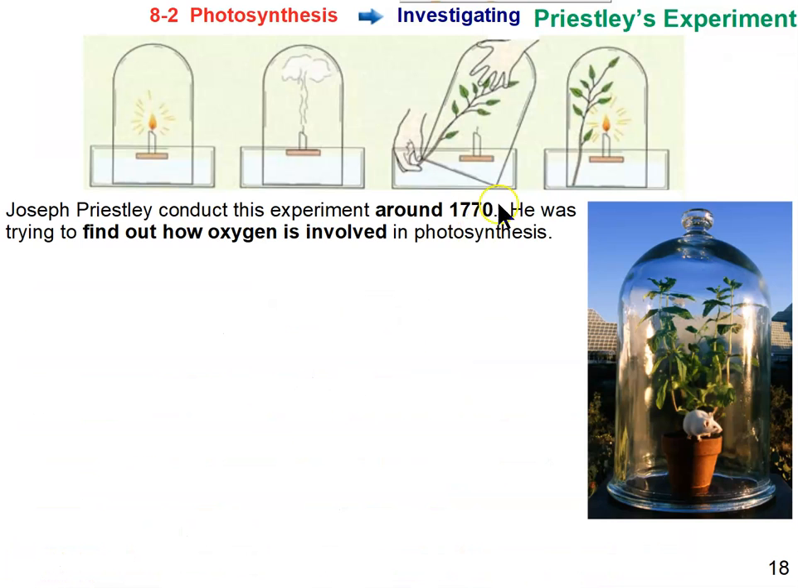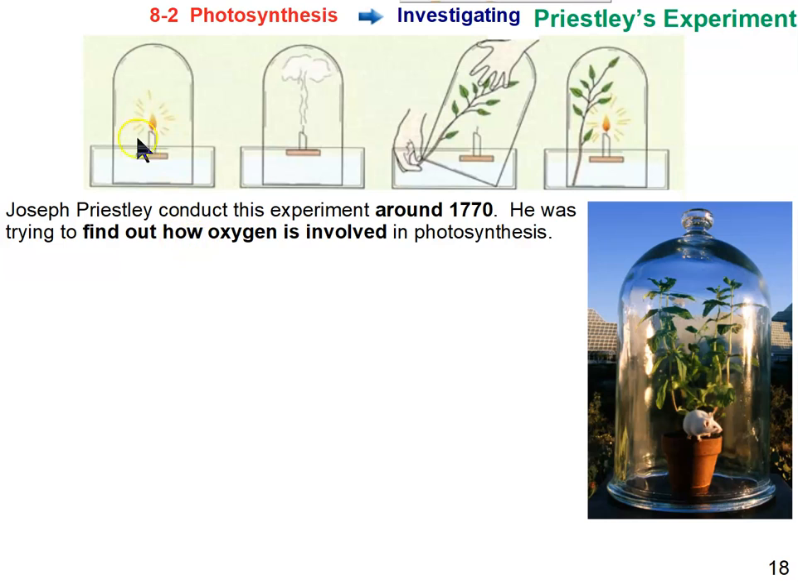Around 1770 then, Joseph Priestley comes along and uses a very similar experimental setup to Sinneberg, but he was trying to find out if oxygen's involved. So he needed a way to remove the oxygen from inside the bell jar. He used a bell jar, and you'll notice too that he has it upside down in a container of water. And that's just to seal it off so that atmospheric gas can't get in.